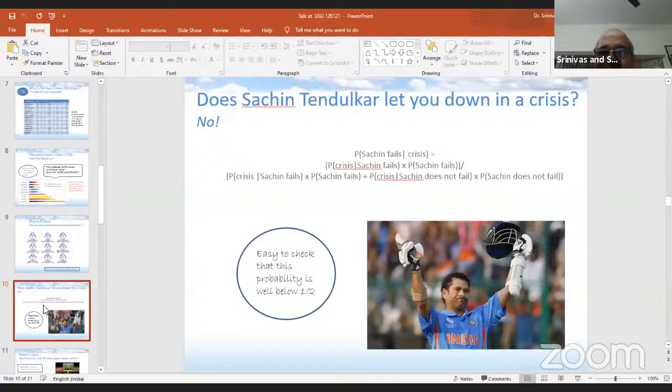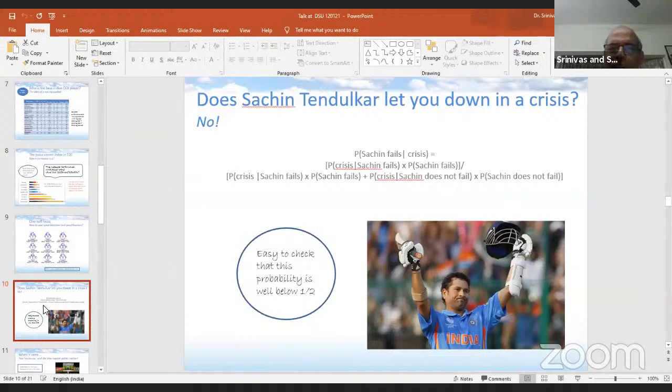I mean, it's a failure. If there is a crisis, you get what I'm saying. You see, this is conditional probability. You tend to get confused all the time, but you get the hang of it. If people are saying that every time there's a crisis, Sachin fails, a more correct answer could be that every time he has failed, there has been a crisis, which is more realistic. So these are examples of conditional probability.